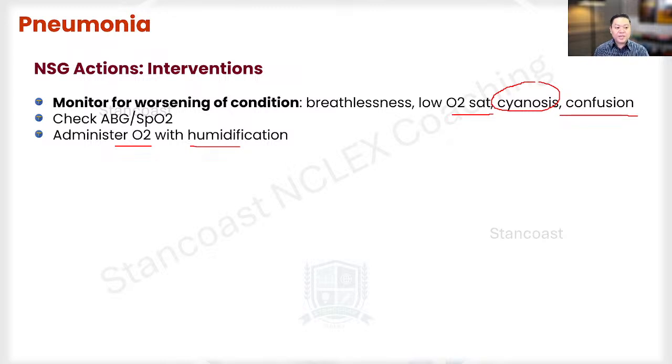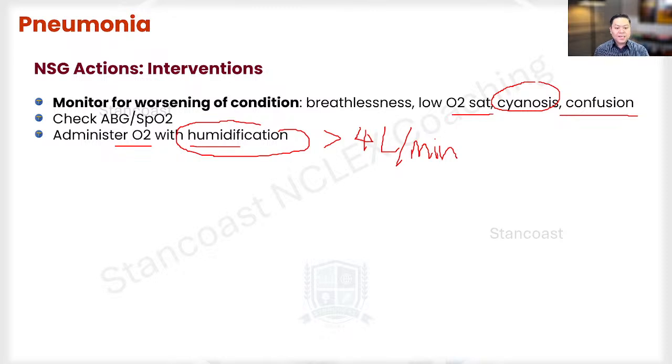Now, part of the care here is to humidify the oxygen. If in case the administration of the oxygen exceeds 4 liters per minute, okay, make sure it is humidified in order to prevent mucous membrane dryness.